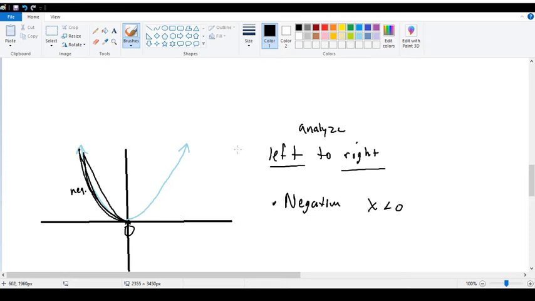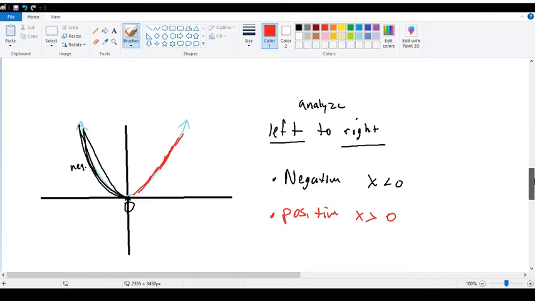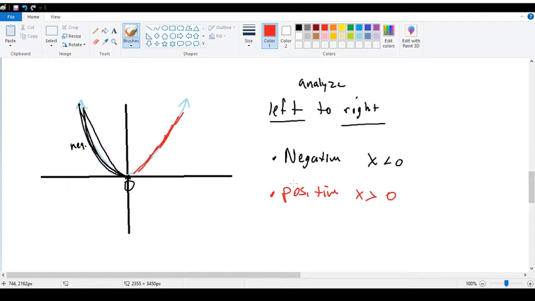When is it positive? Well, it's positive when it's going up from left to right. So it's going to be positive when x is more than 0. Alright, so looking at the actual graph itself, it's negative when it's going down, and it's positive when it's going up.